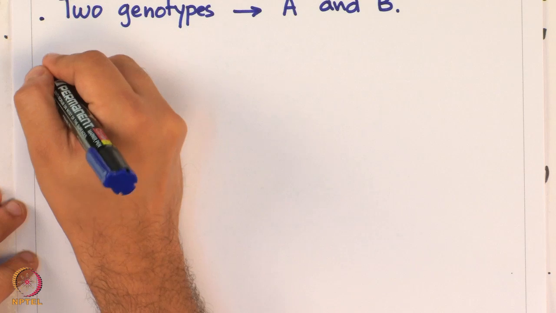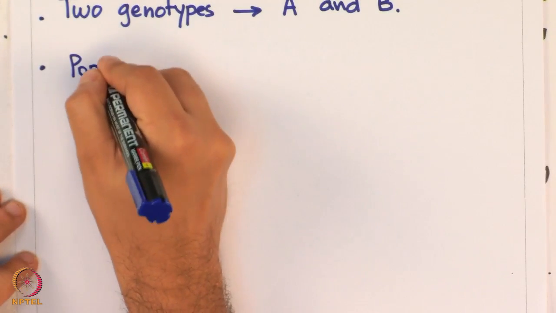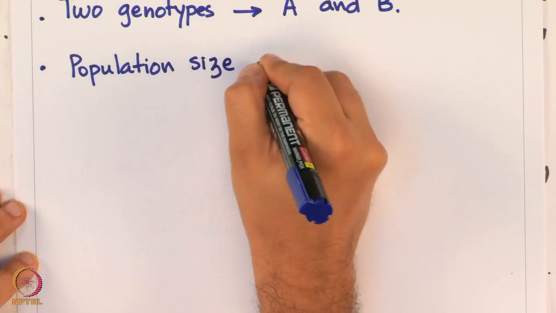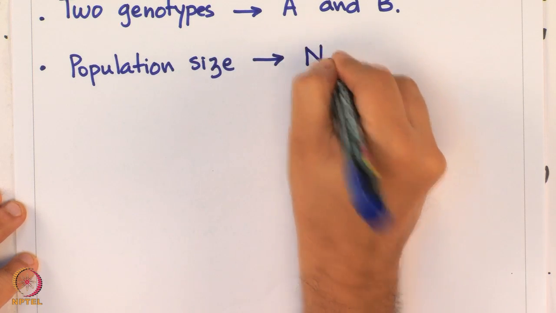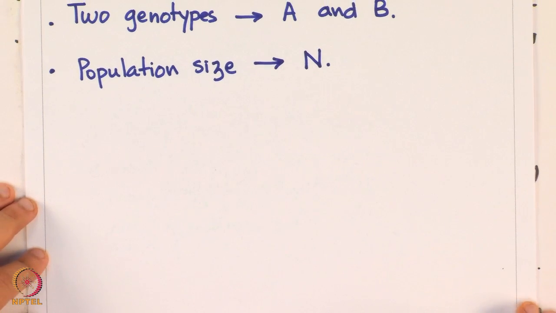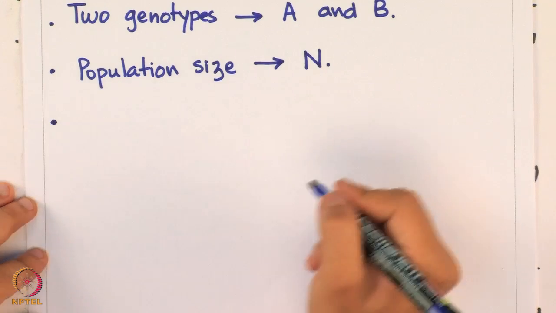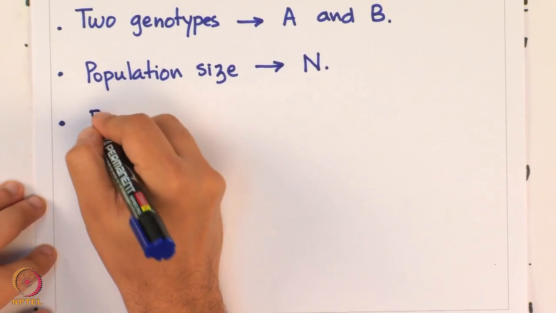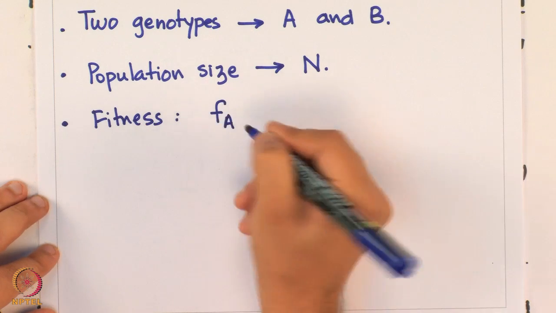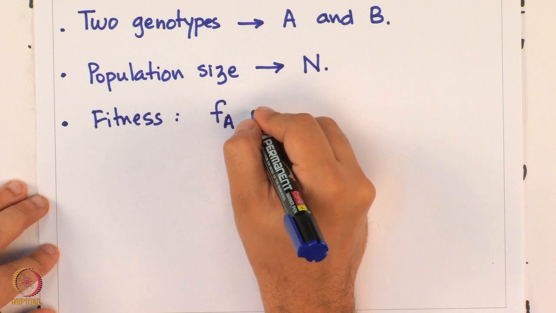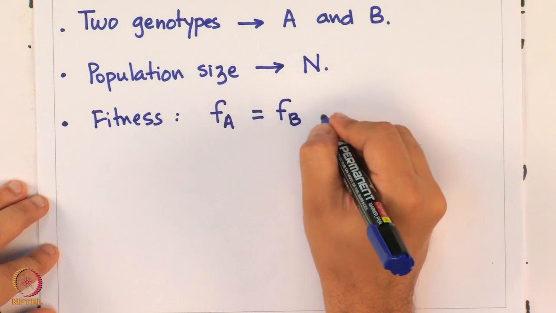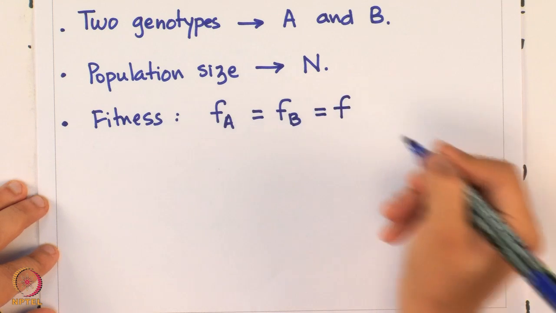We work in an environment where the population size is constrained to be a constant, and the invariant number of individuals in the population at any given time is equal to N. The fitnesses associated with the two genotypes: let F subscript A, the fitness of genotype A, be equal to F subscript B, the fitness of genotype B, and let this just be some number F.